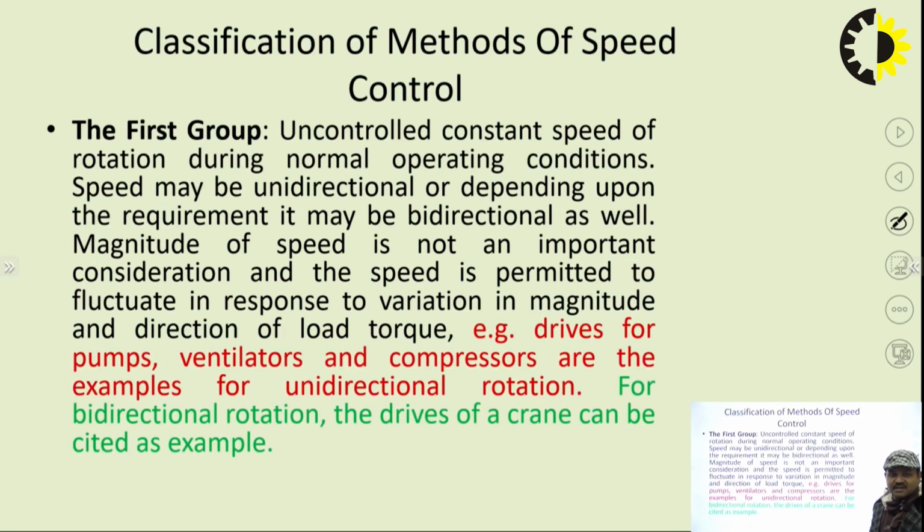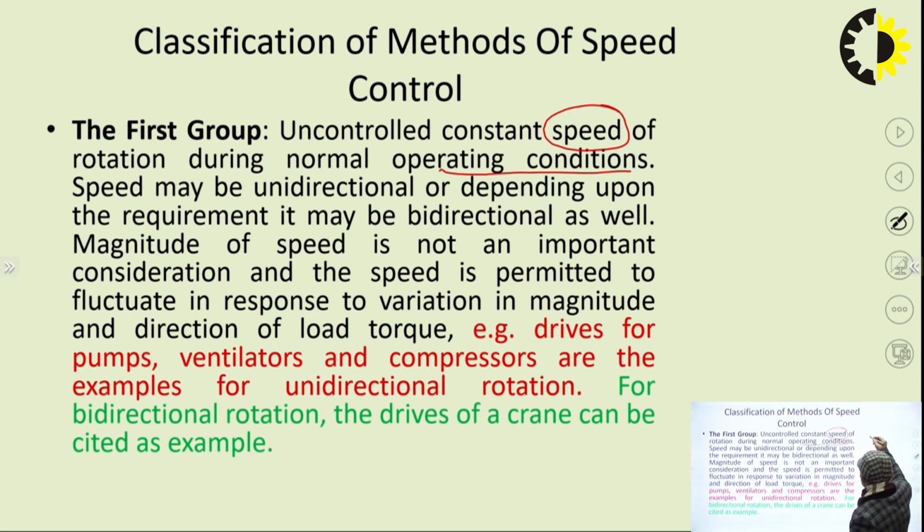So let us start. So if we will see classification methods of speed control, so we have divided this classification in 3 or 4 groups. So in first group, basically uncontrolled constant speed of rotation during normal operation condition, means in normal operating conditions we are not going to control the speed. Speed may be unidirectional or depending upon the requirement, it may be bidirectional as well.